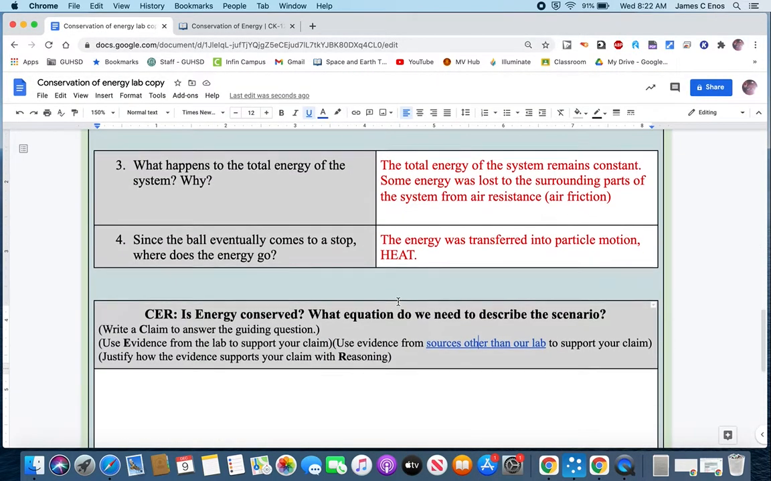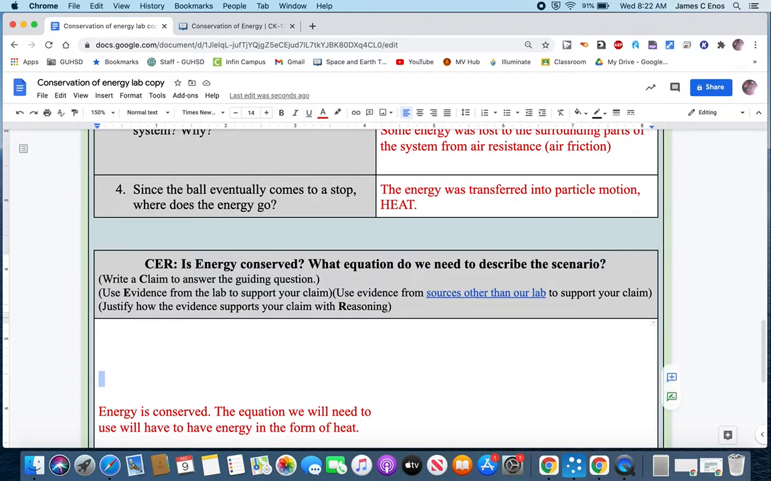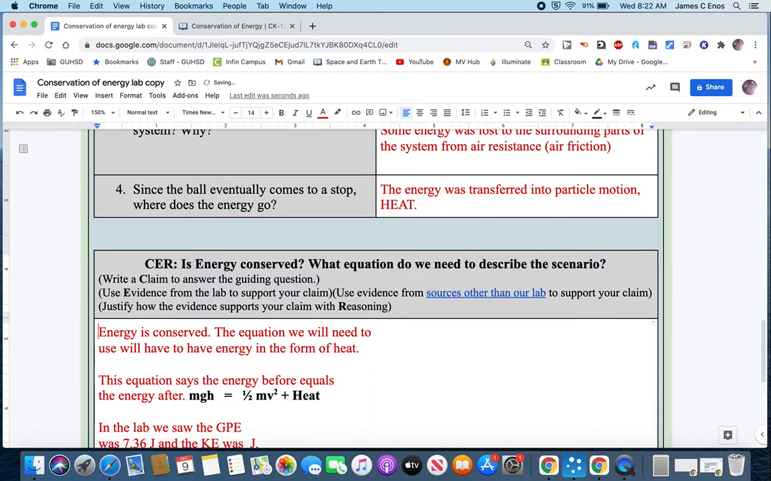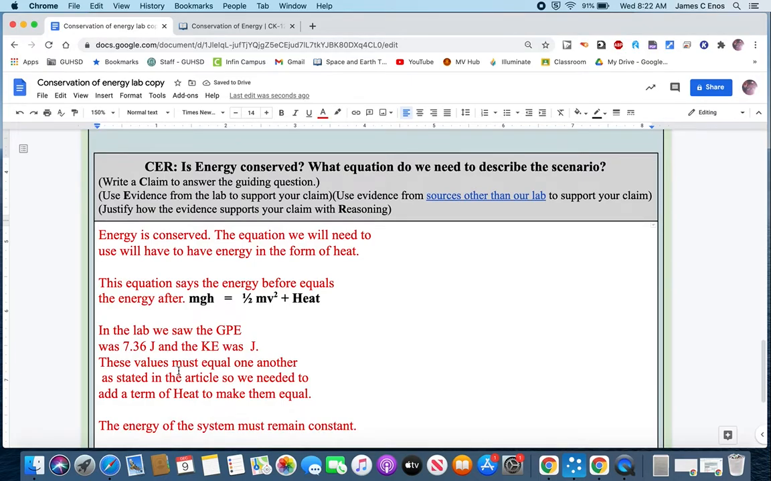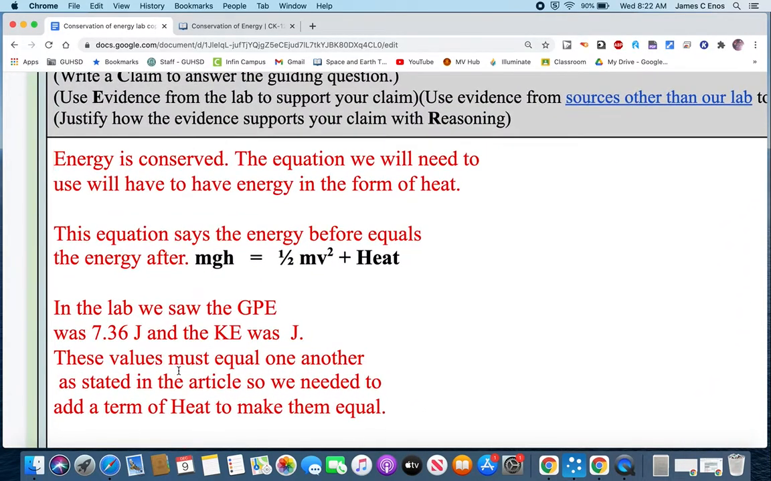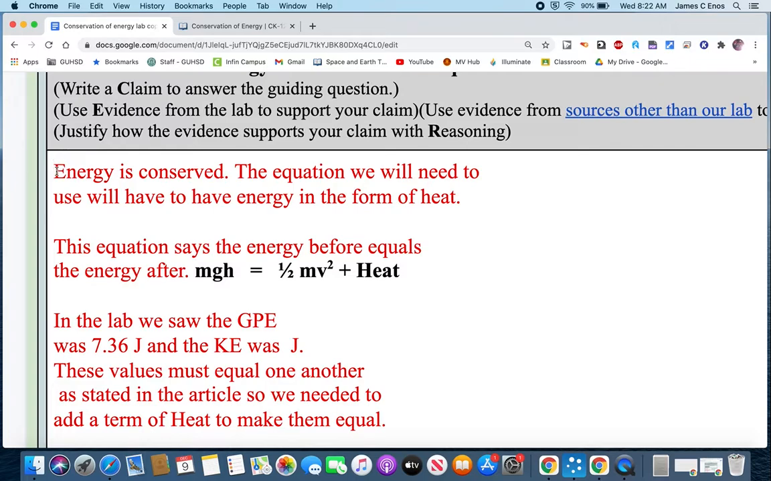So when we're going to write up this CER, we need to write up something answering this guiding question. The question is asking 2 things. Is energy conserved? We need to answer that. And energy is conserved. What it means to be conserved is the total amount of the energy of the system remains constant. So the energy of that system is constant. It's one of these laws of physics, laws of science.